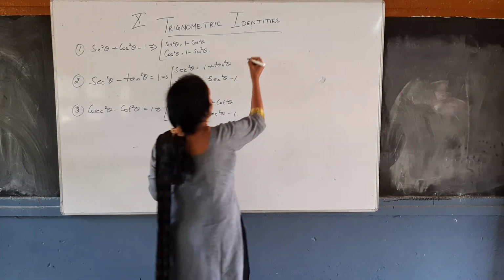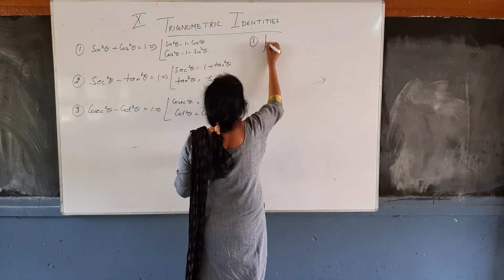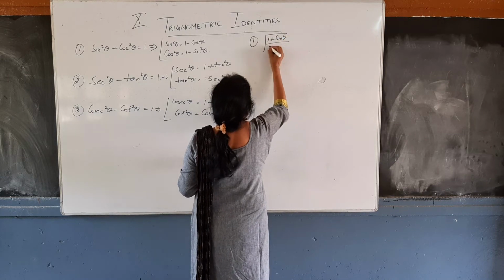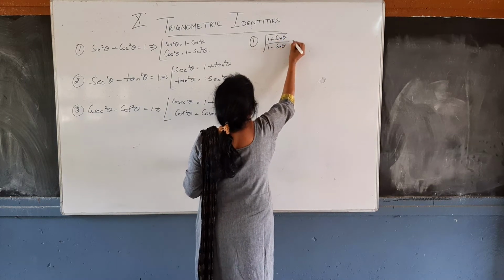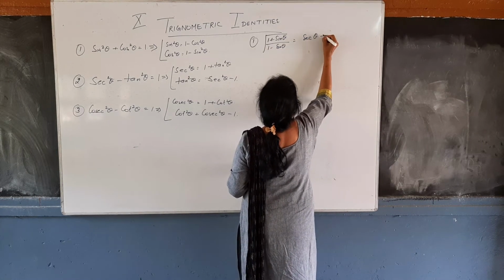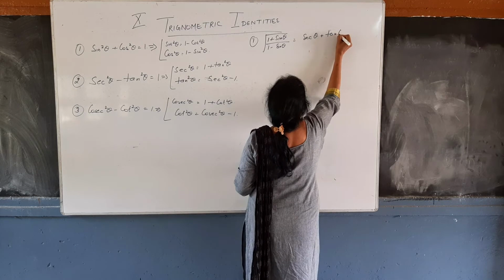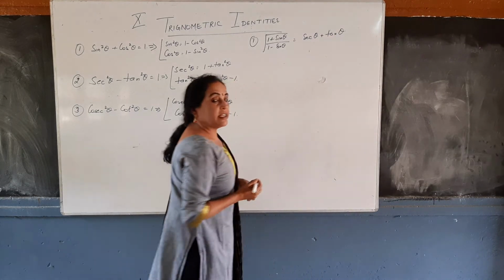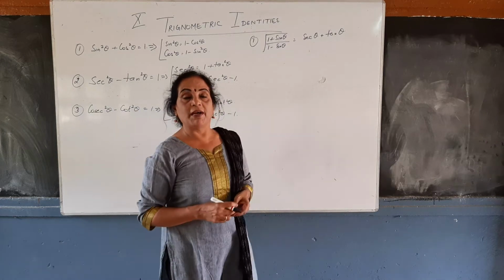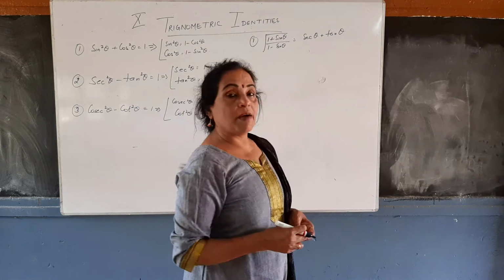See the first question, if it is given. Under root 1 plus sin theta upon 1 minus sin theta is equal to sec theta plus tan theta. Now what is given here? Under root 1 plus sin theta upon 1 minus sin theta equal to sec theta plus tan theta.